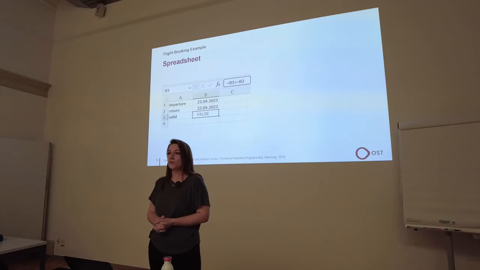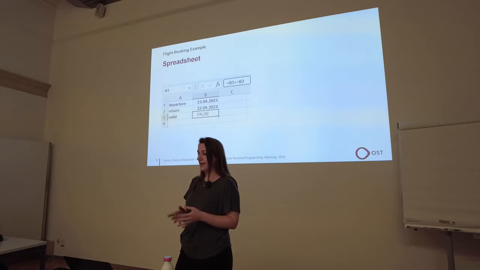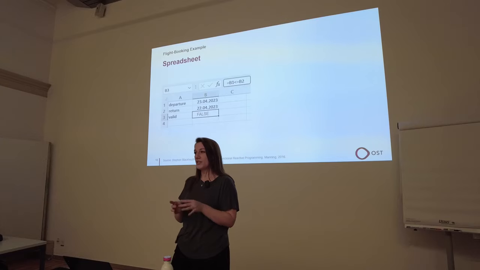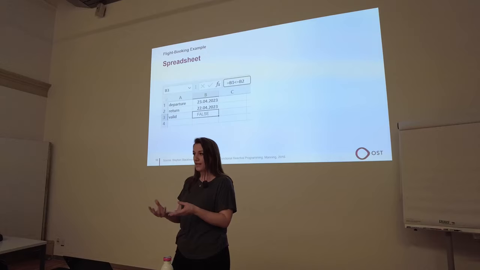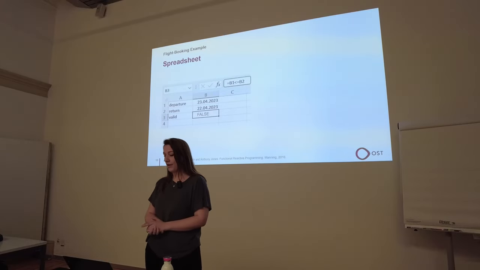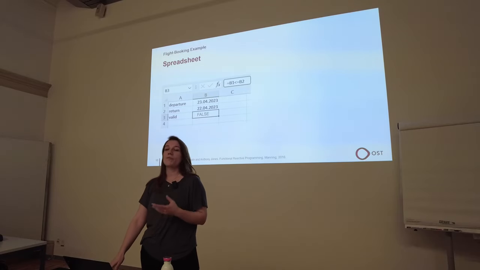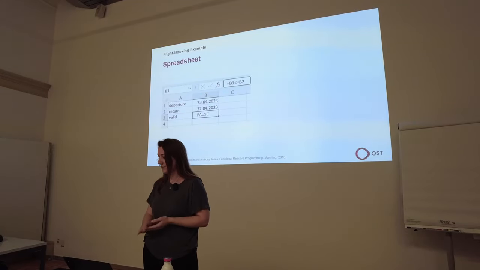You could also use a spreadsheet to program this. You have these two dates where the user can enter a date, and our condition. If the user changes one of the dates, valid will be updated automatically and directly, and as a programmer, you don't have to do anything to do that. FRP proposes an approach that is declarative. It's not a spreadsheet, of course, but it works in a similar way.